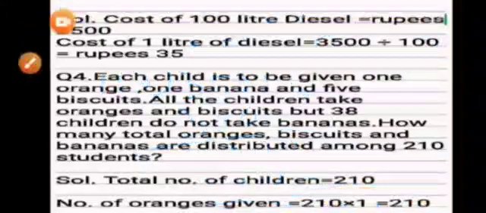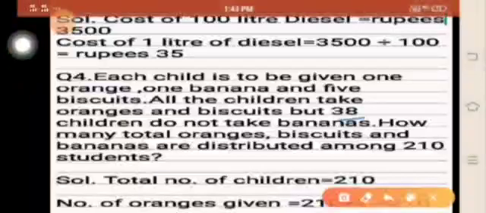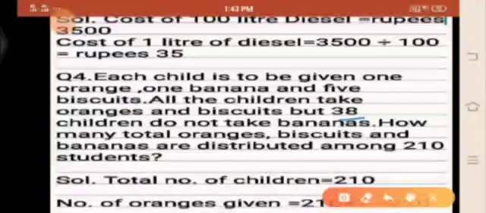Is it clear? Our question 4 is, if each child is to be given 1 orange, 1 banana and 5 biscuits. All the children take oranges and biscuits but 38 children do not take bananas. How many total oranges, biscuits and bananas are distributed among 210 students?